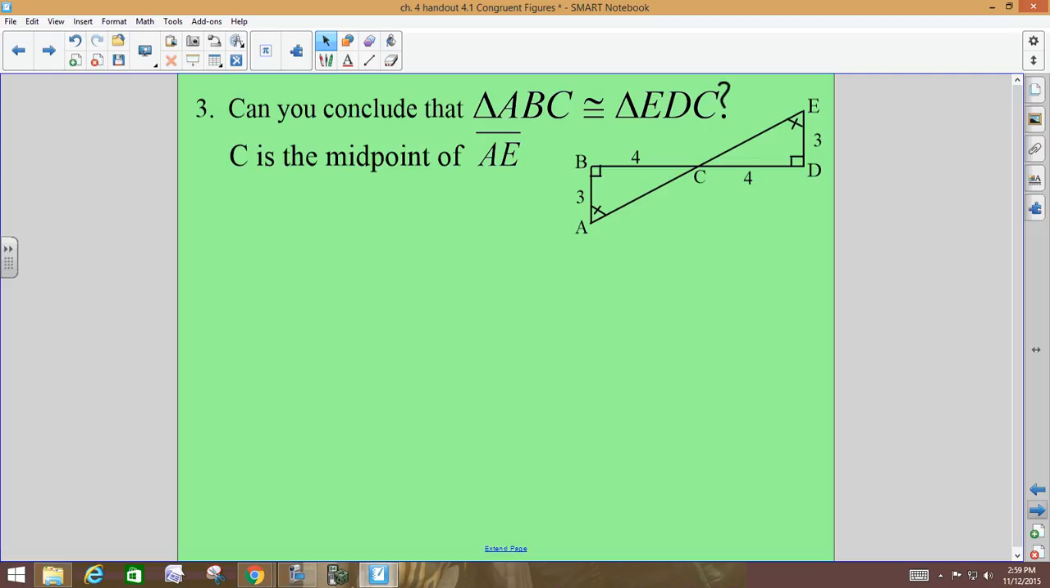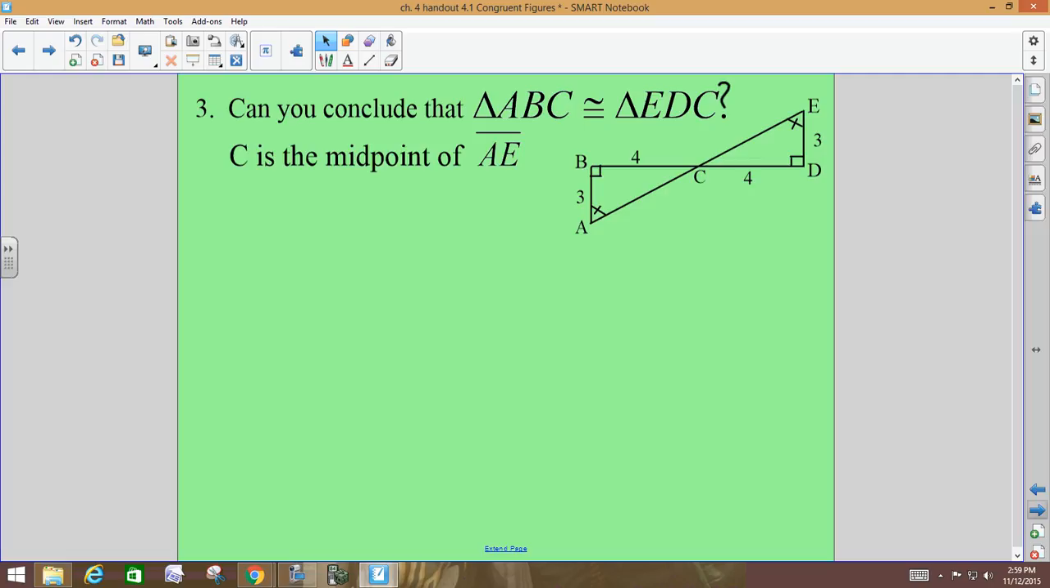Okay, so for any polygons to be congruent, triangles, squares, rectangles, whatever, you have to show or prove or explain that all corresponding parts are congruent. So since we're looking at triangles, we need to show that all 3 sides of one triangle are congruent to all 3 sides of the other triangle, and all 3 angles of the one triangle are congruent to all 3 angles of the other triangle. Because you have to explain or show somehow that all 6 things are congruent.